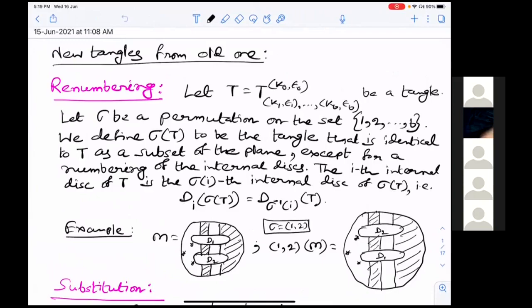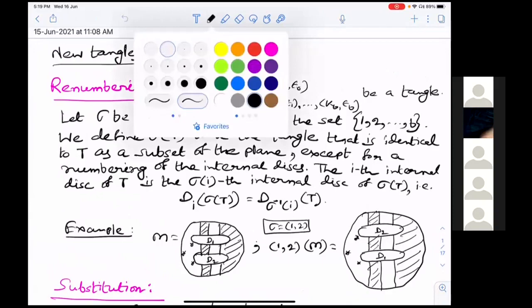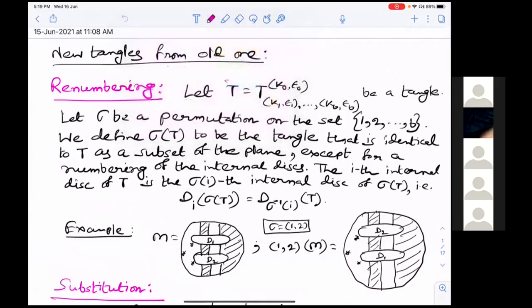Today I will show how from an old tangle we can draw a new tangle. So what is the obvious thing? The obvious thing is just to renumber the internal disks. Suppose this is my given tangle, with b many internal disks. The color of the first disk is k1 epsilon 1, where epsilon 1 is either 1 or -1 depending on whether the star is in the black region or the white region, and this is the color k_b epsilon b. And k0 epsilon 0 is the color of the external disk.